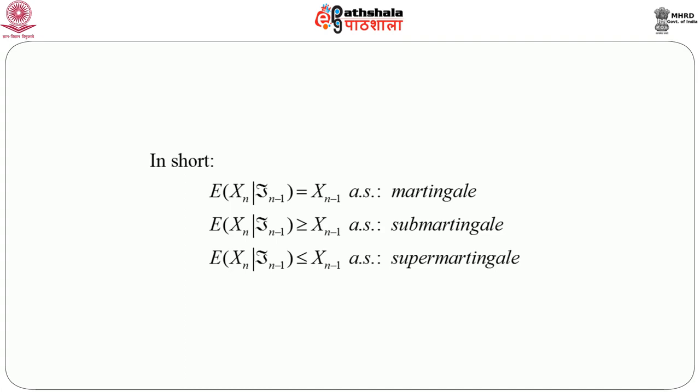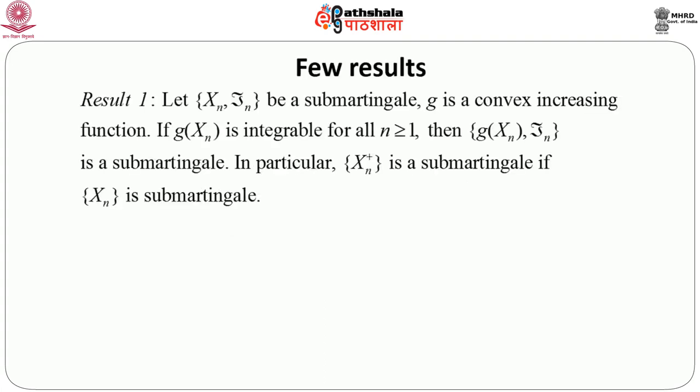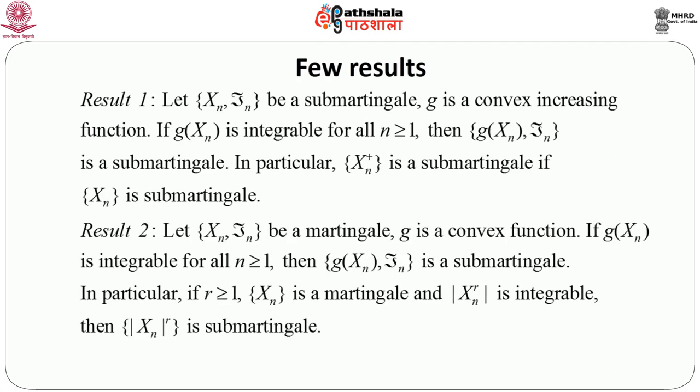Now if these three conditions hold: xn is Fn measurable, that means xn is measurable with respect to the sigma field generated up to that point; expectation of mod xn is less than infinity; and expectation of xn given Fn minus 1 is xn minus 1 almost surely, then we call xn, script Fn a Martingale sequence.